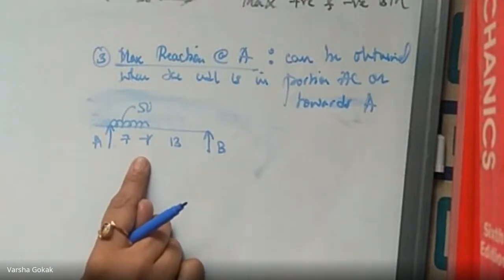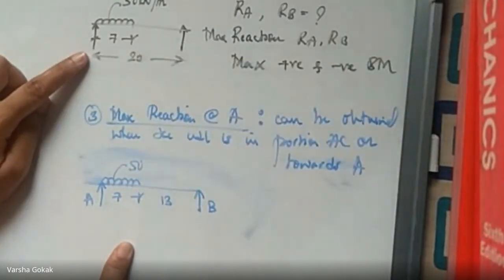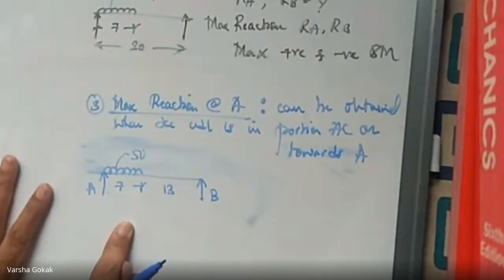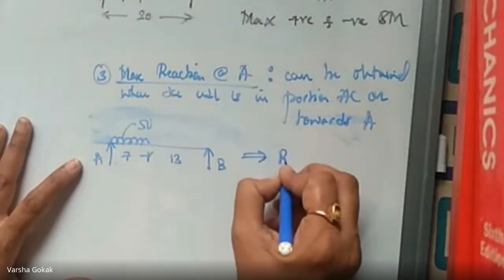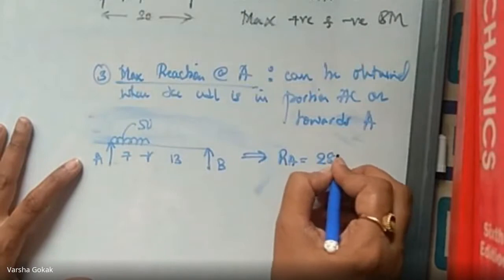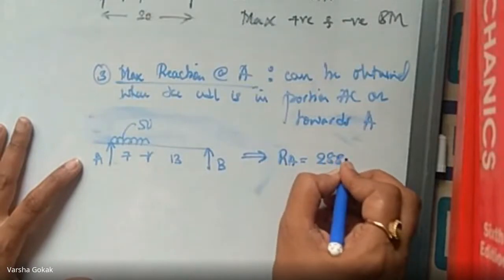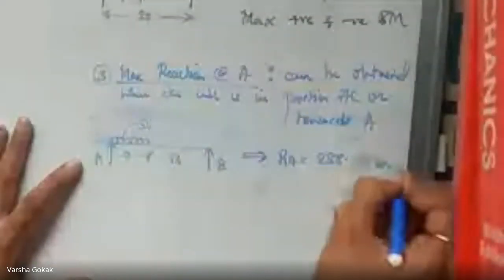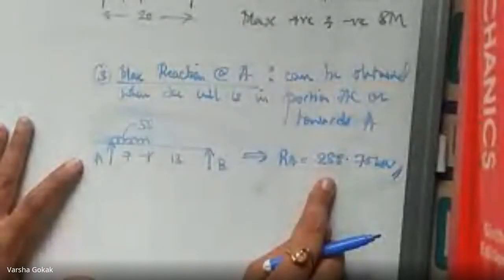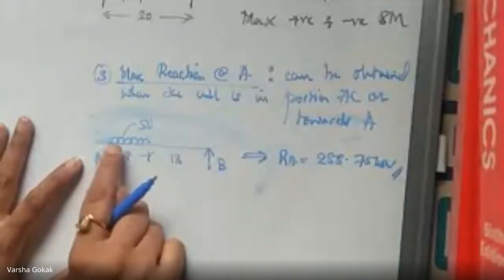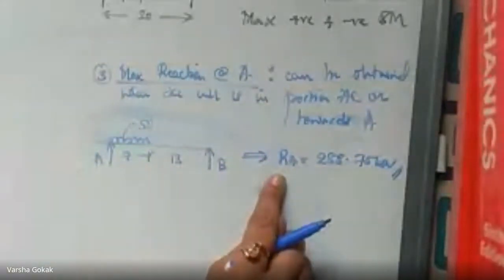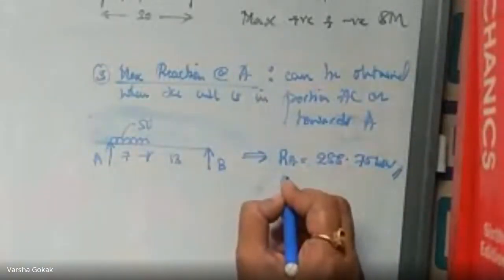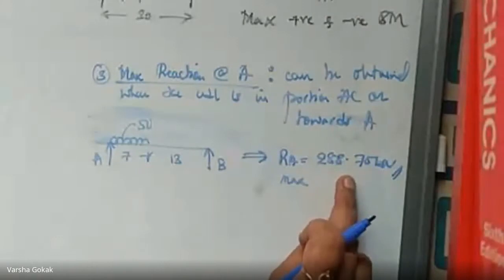This is the same as what we did previously, in the previous case, UDL, when I used the IID of a unit load. So what was the reaction RA we got? That was 288.75 kilonewton. This itself is a maximum reaction because it is already in touch with A. It is starting with A when I calculated this. Hence, this itself is the maximum reaction. You can call it RA max is 288.